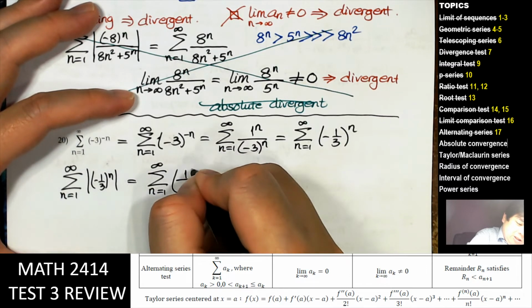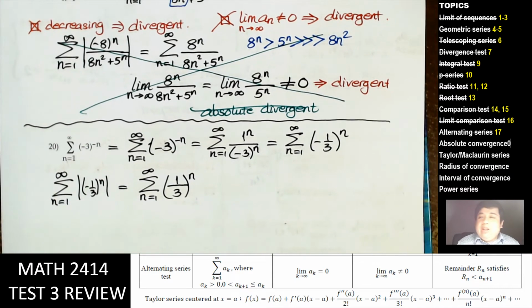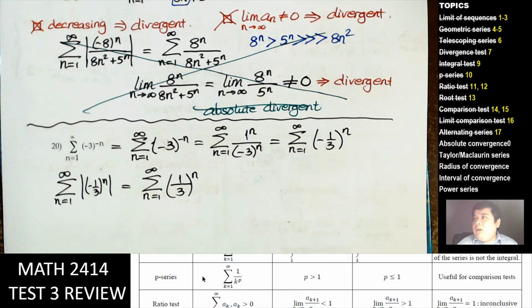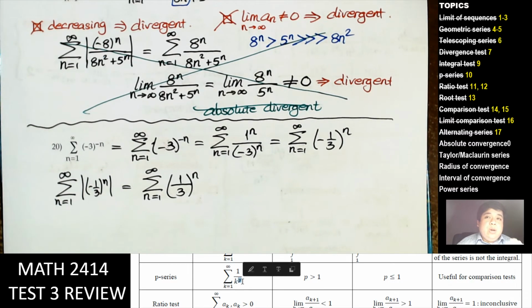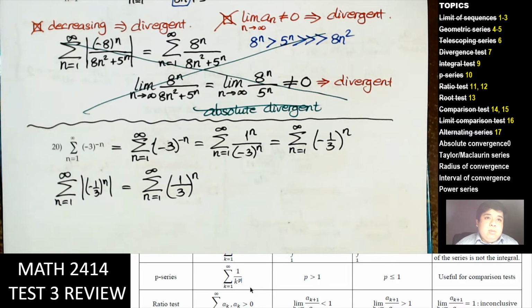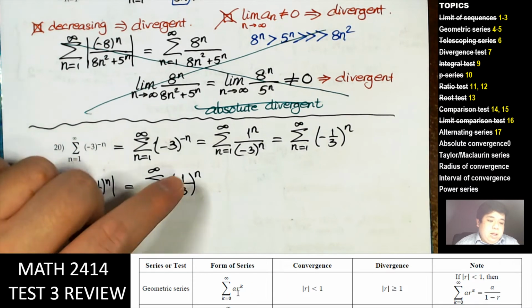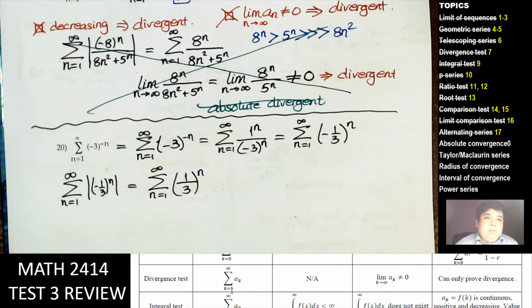Without the negative. Now, this series is a geometric series. We have two kinds, the p-series and the geometric series. Let's just compare this real quick. The p-series is where we have something raised to a constant power. So if the power is constant, that's the p-series.